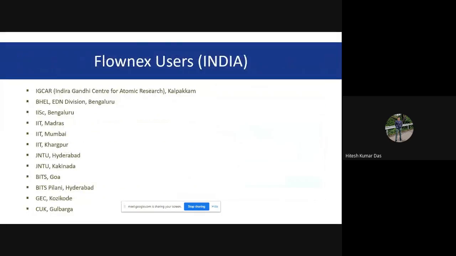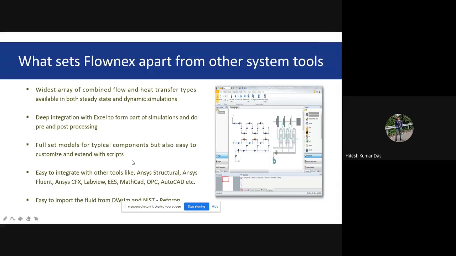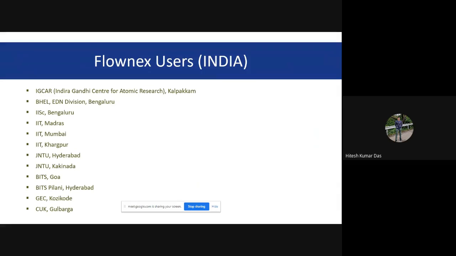Next. These are all our users in India. You can see IGCAR, Indira Gandhi Centre for Atomic Research, BHEL EDN Division Bangalore, ISC Bangalore, IIT Madras, IIT Mumbai, IIT Kharagpur, JNTU Hyderabad, JNTU Kakinada, BITS Goa, BITS Pilani Hyderabad, GEC Kozhikode, GEC Gulbarga.